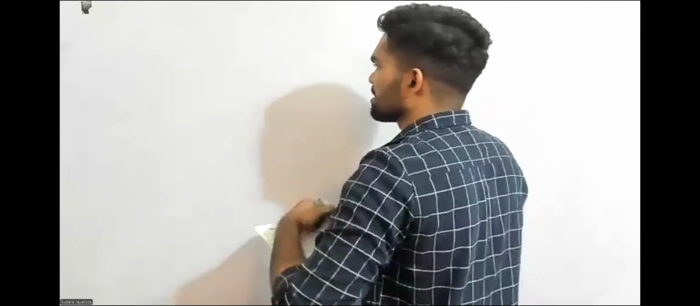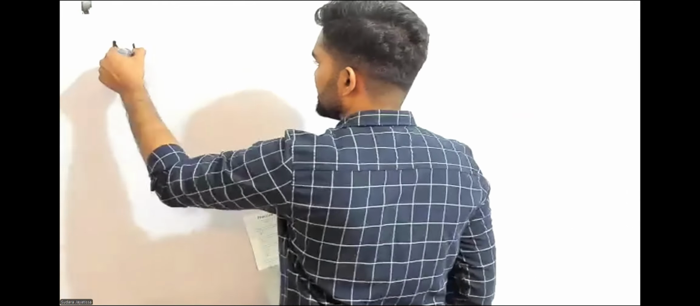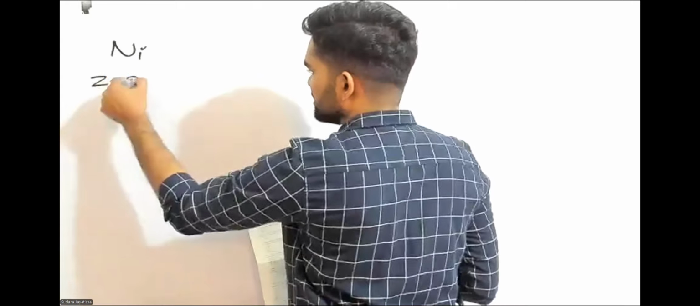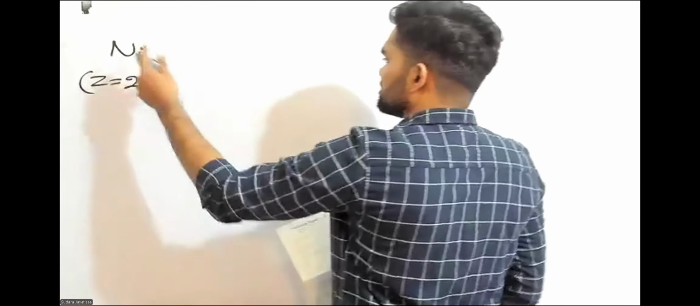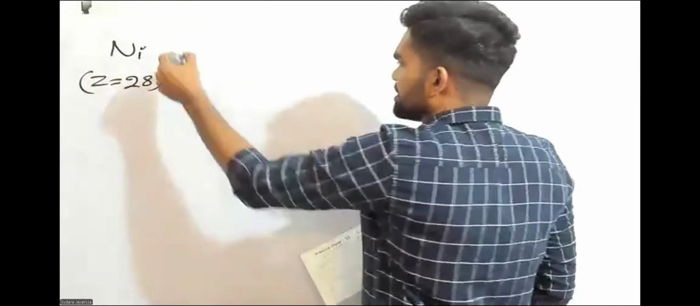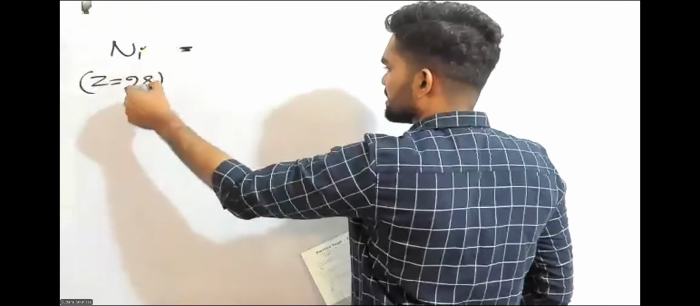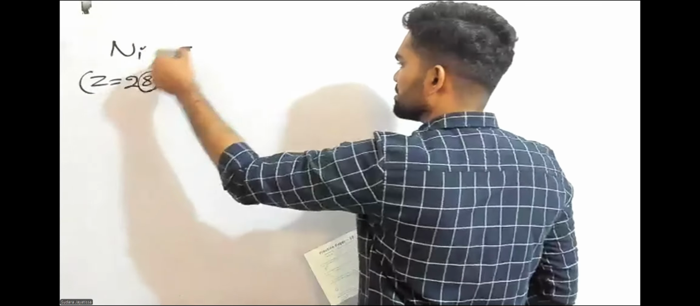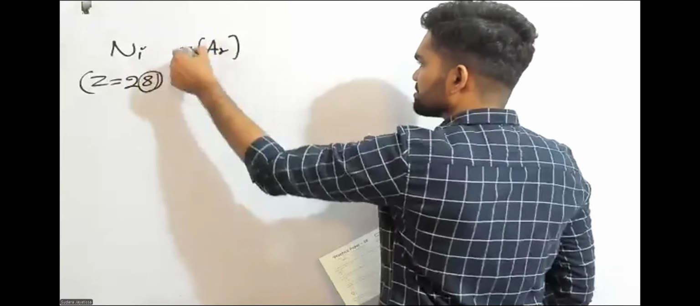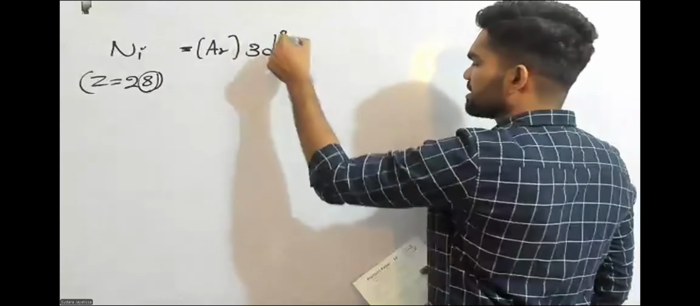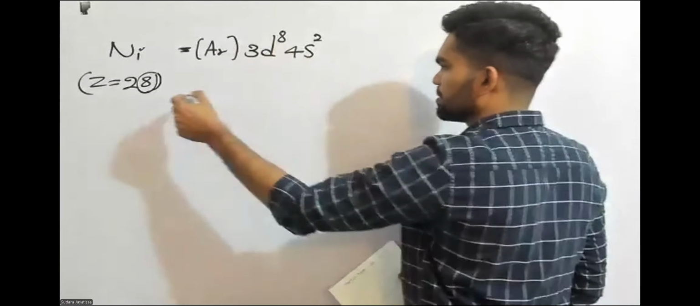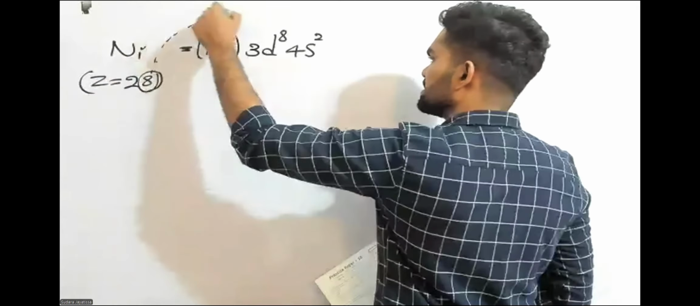So now in this question, we need the electronic configuration of the nickel atom and the nickel 2 plus ion. Let's take their configuration. We need nickel, whose atomic number is 28. There is a small trick: we can write the electronic configuration using this number. Remember, argon 3d8 4s2. So this 8 comes here.